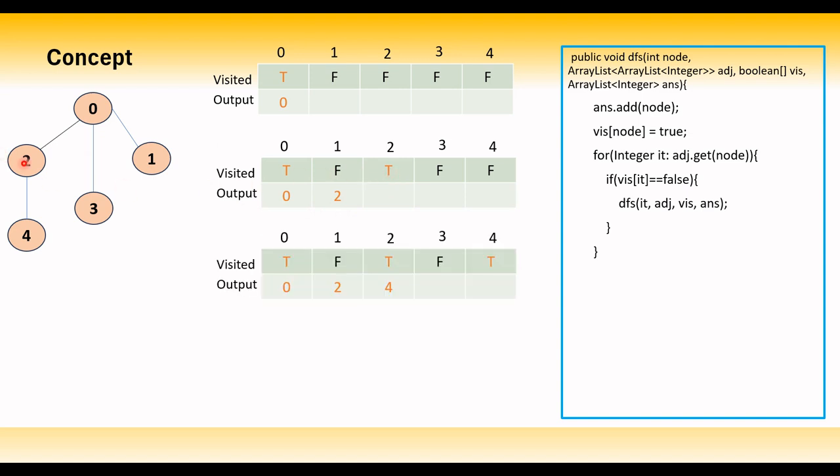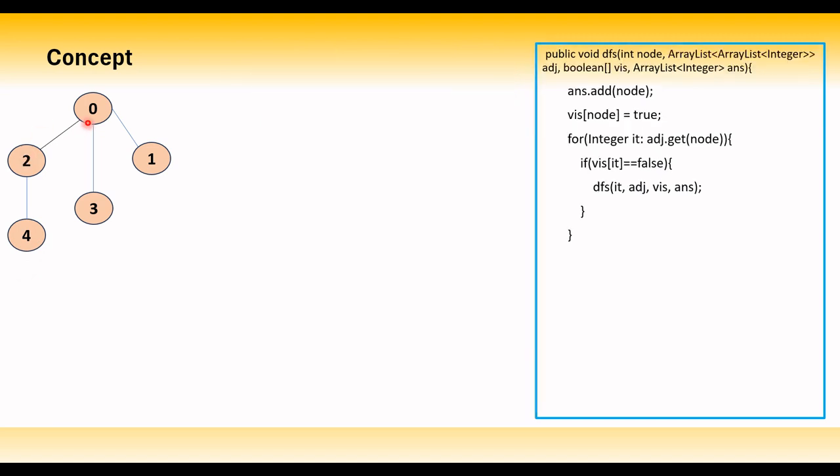true. Similarly, after 2, since 0 is already visited, the adjacent node of 2 is 4. So 4 will be added to the output array and will be marked as true. So we have so far traversed till the last node of this path, and finally it needs to backtrack because there is no other adjacent nodes available, so it has to backtrack from 4 to 2 and from 2 back to 0. So from here again it will start a new traversal path.